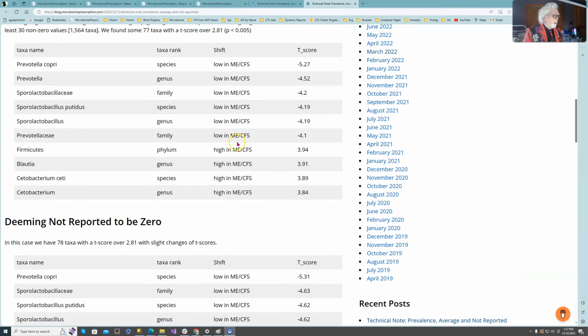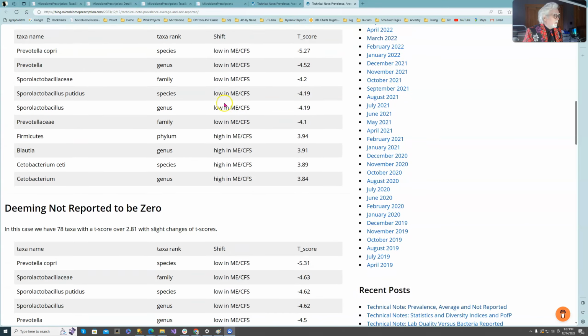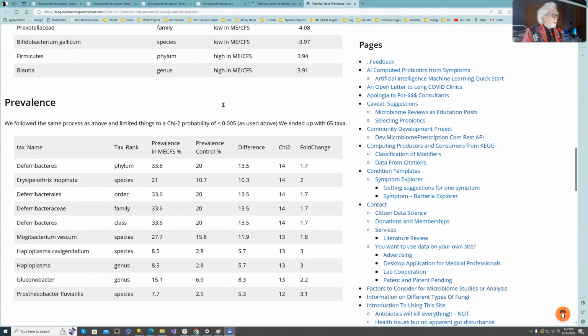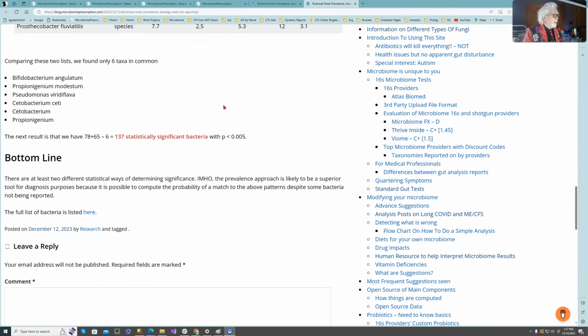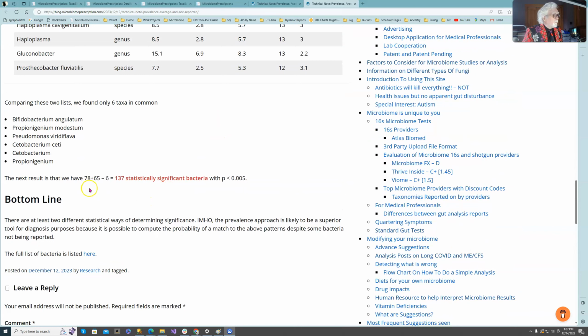So I went through, in this case I did it with chronic fatigue syndrome, did a couple of different ways, and then went through prevalence. The bottom line was that instead of having 78 bacteria which were significant, I ended up with 137, almost double. And all of this was at a probability of 0.005.